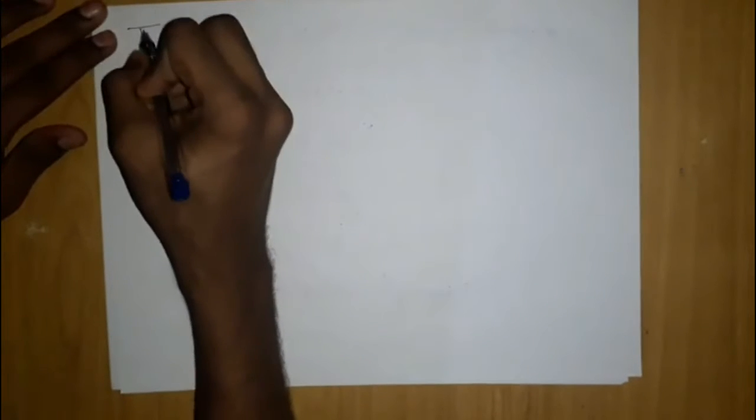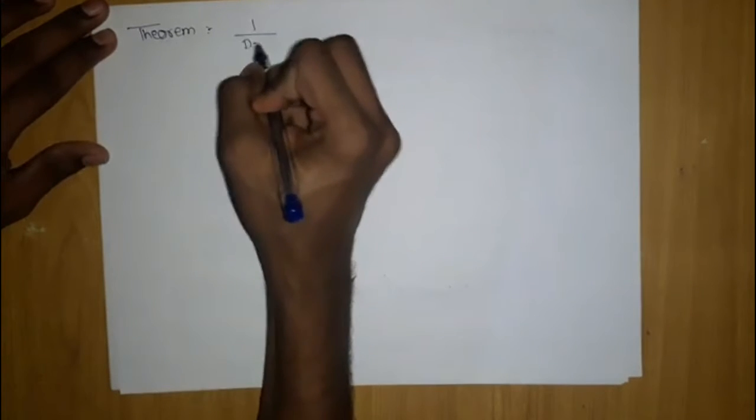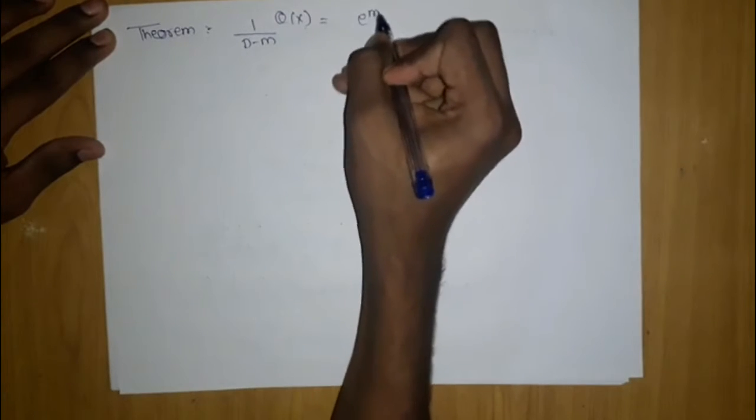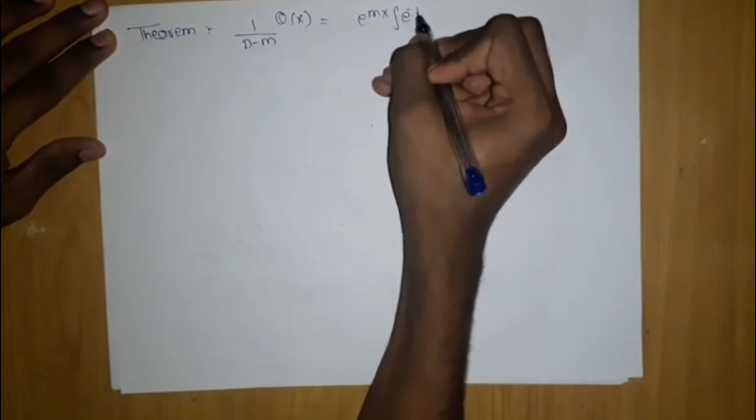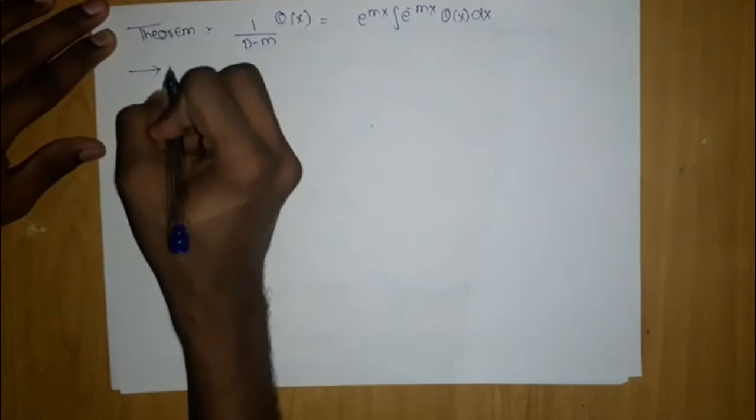Its proof is not important, but still I will prove one of the theorems. This theorem will not be used now, but after we do some 10 to 11 lectures, it will be used extensively. So just remember them. The theorem says 1 by D minus m into Q of x is nothing but e to the power mx integral e to the power minus mx into Q of x dx. Now what is the proof?